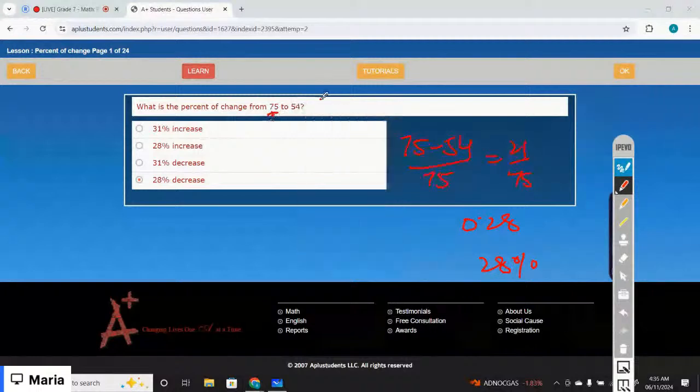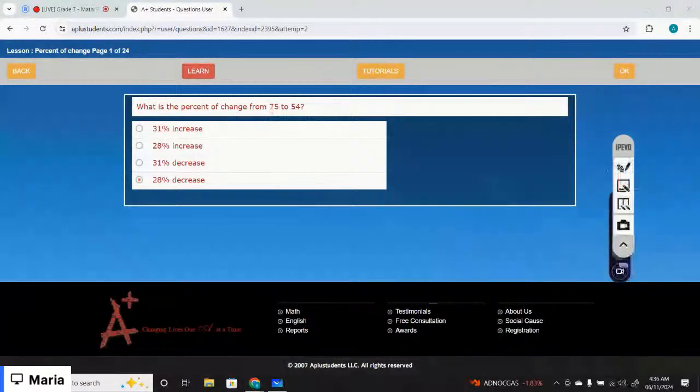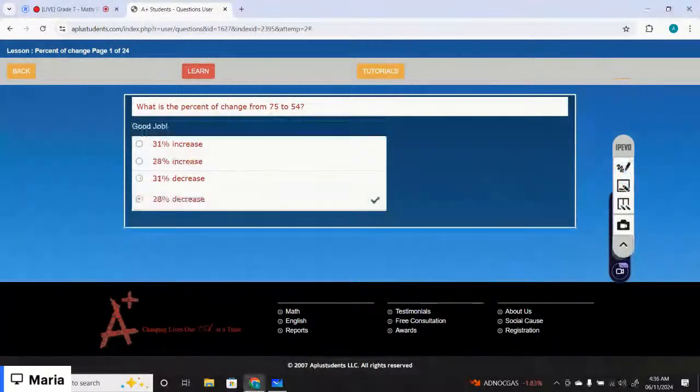The value is decreasing. You need to calculate how much percent it is decreasing. So you have to calculate the change divided by the original value. Let's see how much it is changing. 75 minus 54. So that means it is decreasing by 21. 21 over the original value 75. So 21 over 75 is 0.28. You need to calculate the percentage. So that is 28% and the value is decreasing. So the correct option is 28% decrease. Got it, everyone? The correct option is 28% decrease.